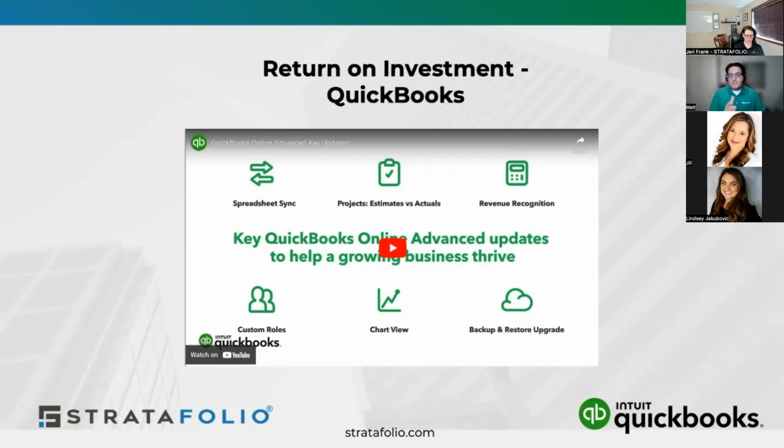Well, let's take a look at this quick video on some of the key feature sets you'll get by having your data imported into QuickBooks Online Advanced.